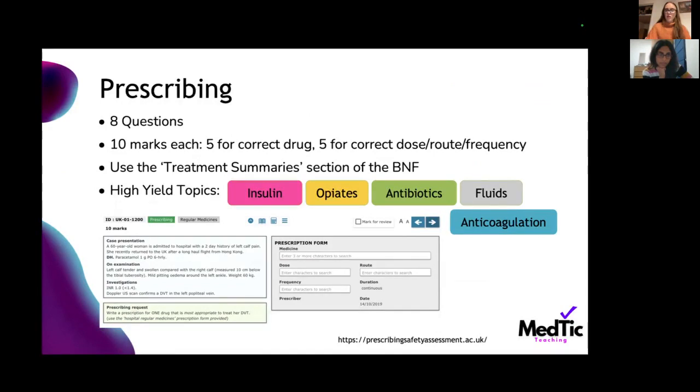And you get 5 points for the correct drug and 5 for the correct way to prescribe it. So the dose, the route, the frequency. So it's really important to use the BNF carefully.